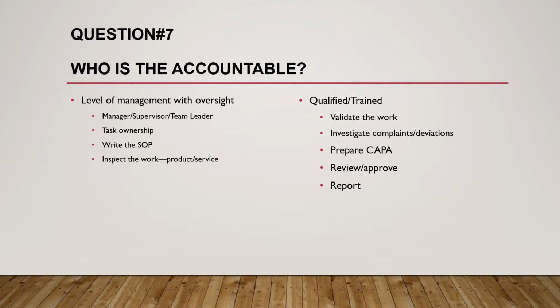Now we need to know who is accountable. Typically, this is at a level of management. Management has oversight over all of the activities that occur on site. Usually there's a quality assurance person who would have oversight, a head of security, depending on the types of SOPs, a quality control scientist, a department manager, maybe a supervisor, perhaps a team leader. Whoever it is will have ownership over the task that is to be performed via the SOP.